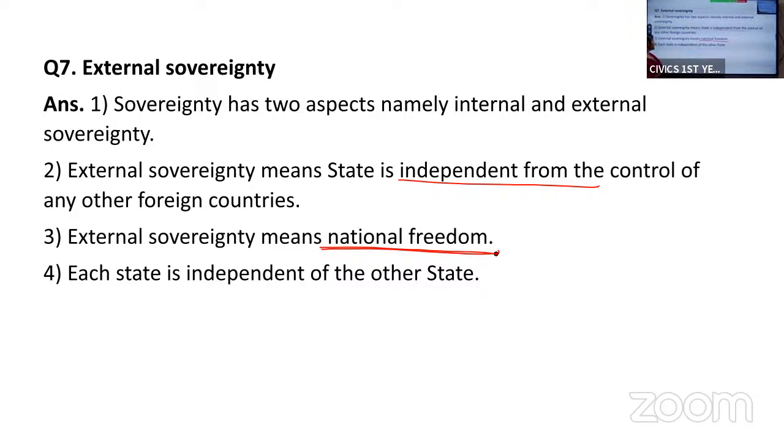Okay, so each state is independent of other states. So what does it mean? Every state is independent. No other state can interfere in the matters of other states. So that is external sovereignty. With this, we have completed your second chapter. The weightage for this chapter was 17 marks.